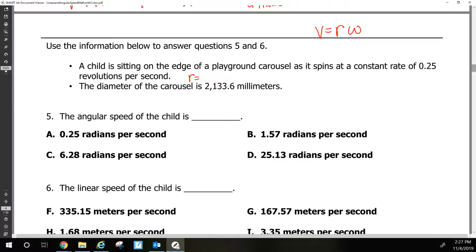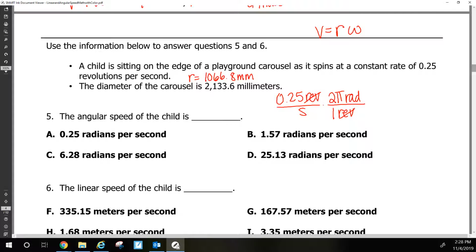So if the diameter is 2133.6 millimeters, radius is half of your diameter. So your radius would be 1,066.8 millimeters. All right? First, they want us to find the angular speed, which we don't care about the radius for. They gave us a speed of 0.25 revolutions per second. But all of my answers are in radians per second. So this is just a matter of changing revolutions into radians. Solving this, you should be able to find out whether it's A, B, C, or D.